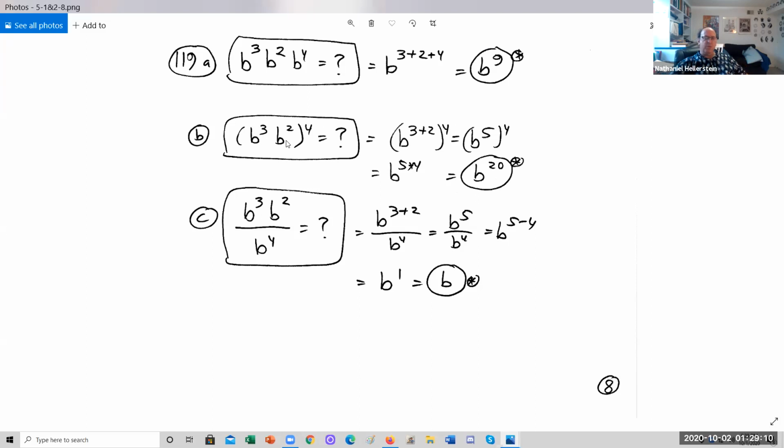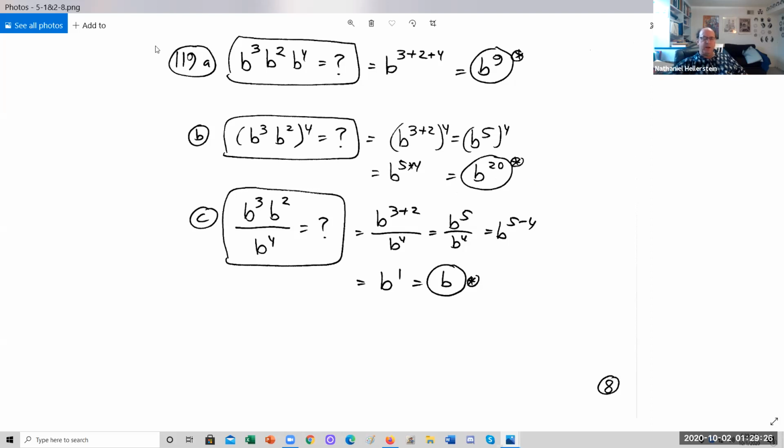Here I have b to the third, b to the second, all to the fourth power. So we start by adding the 3 and the 2: b to the 3 plus 2, to the fourth. That's b to the fifth to the fourth. Multiply 5 times 4 and get b to the 20th power.